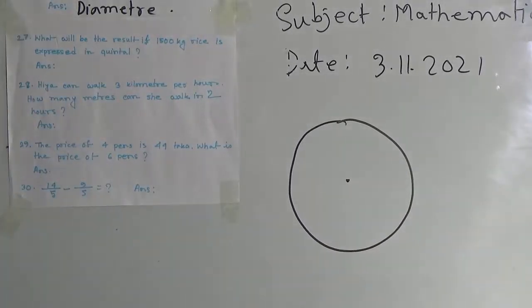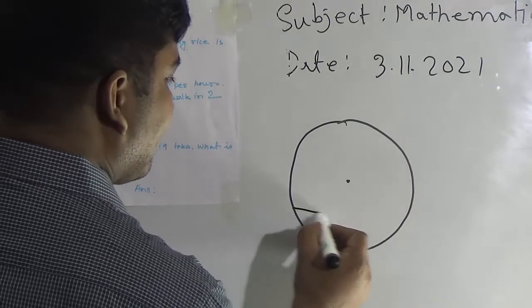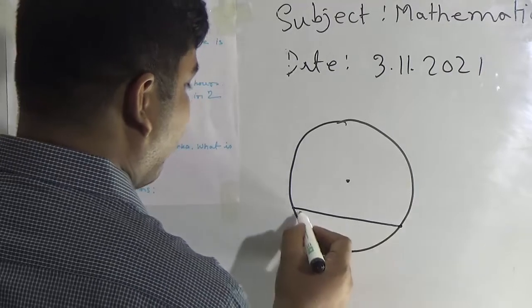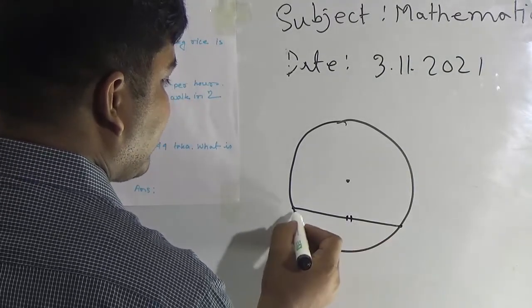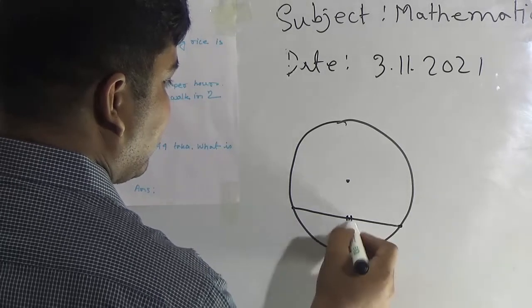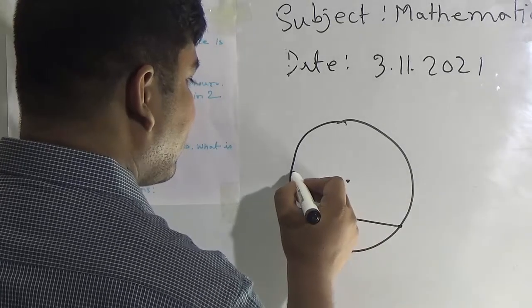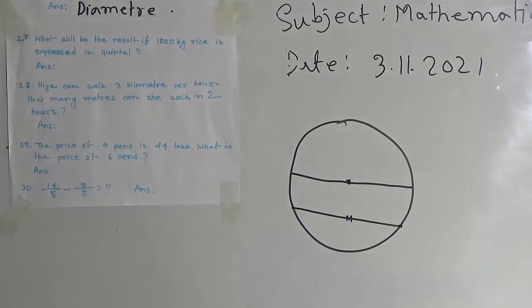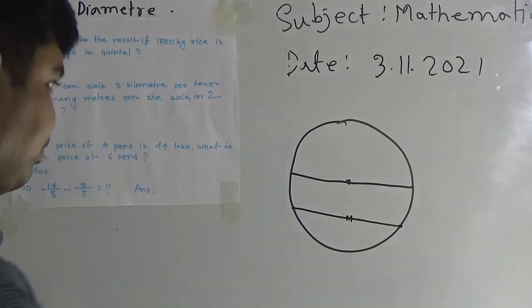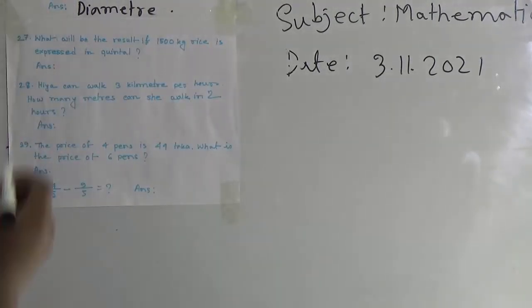My dear student, when a line joins any 2 points of a circle, that is called a chord. Suppose this one and this one, a line joins 2 points of the circle, that is a chord. But when this chord passes through the center, then this is called diameter. It is the largest chord. That means largest chord name is diameter.